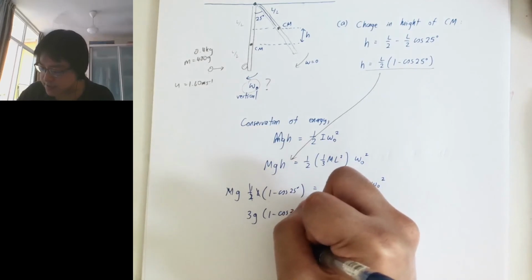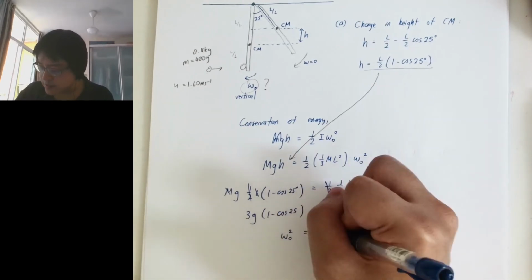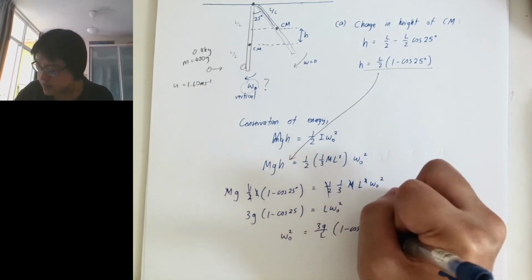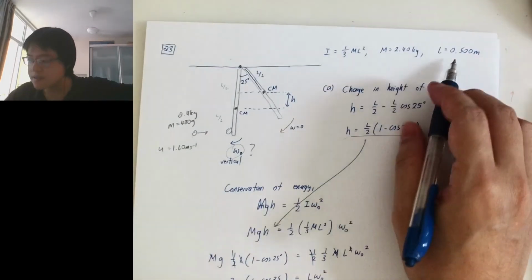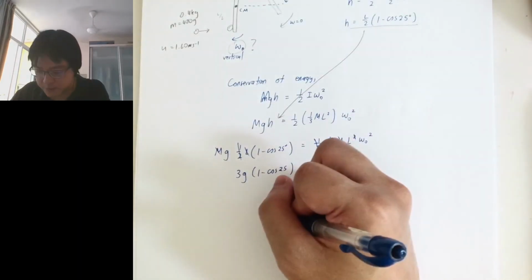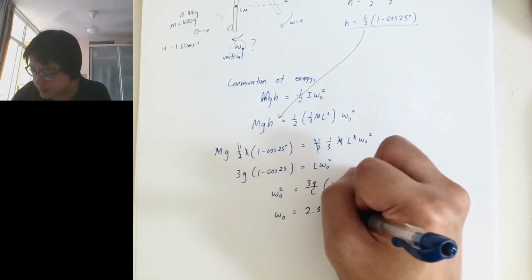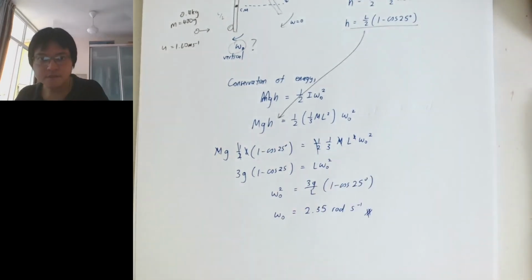So omega 0 is what? Omega squared is going to be 3g over L times 1 minus cos 25 degrees. G is 9.8, L is this, so I can compute omega 0. Omega 0 is 2.35 radians per second. Okay.